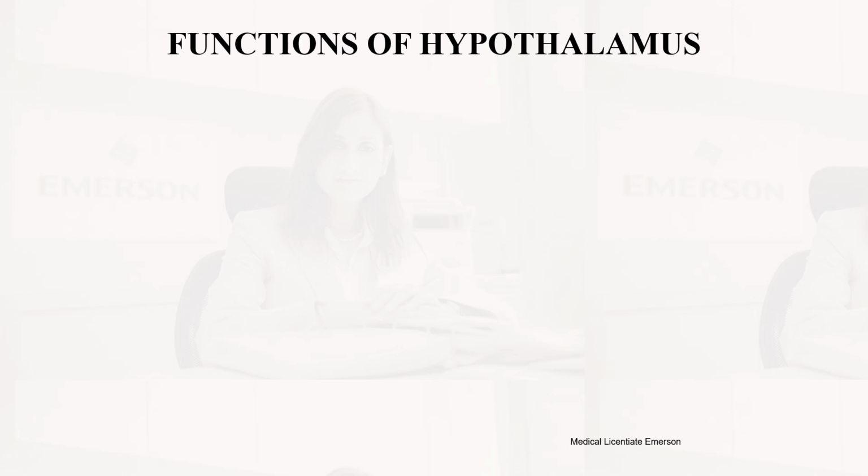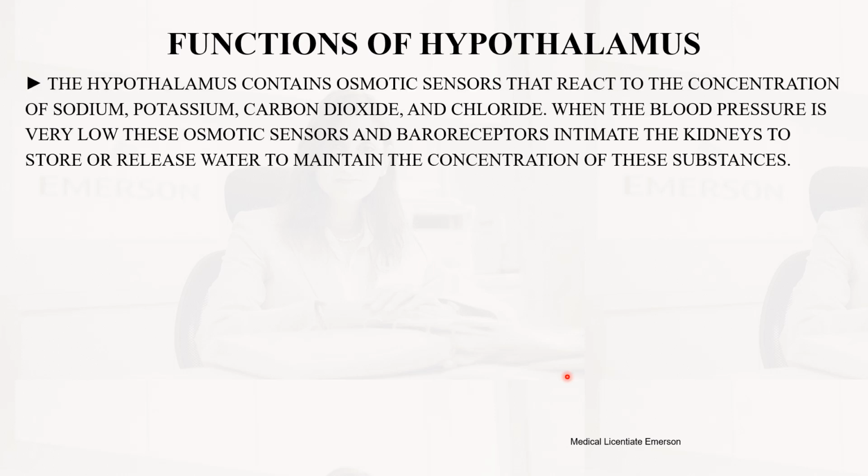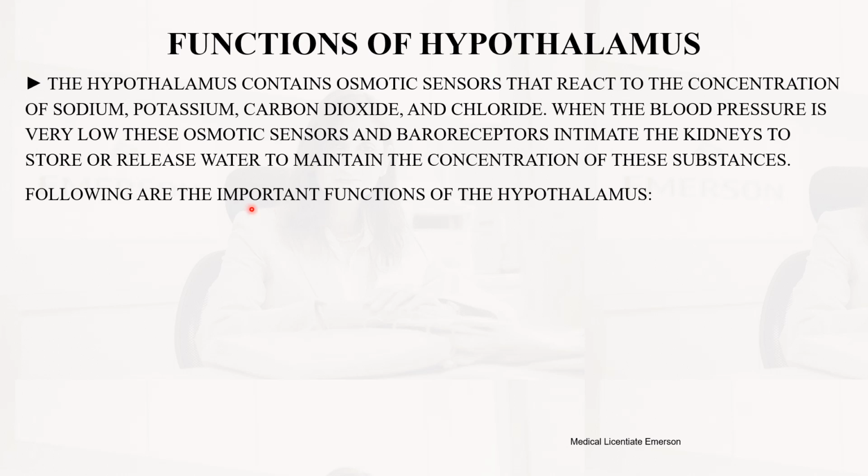Okay, so together, the functions of the hypothalamus. We know that the hypothalamus contains osmotic sensors that react to the concentration of sodium, potassium, carbon dioxide, and chloride. So when the blood pressure is very low, these osmotic sensors and the baroreceptors initiate the kidneys to store or release water to maintain the concentration of these substances. So the following are the important functions of the hypothalamus.